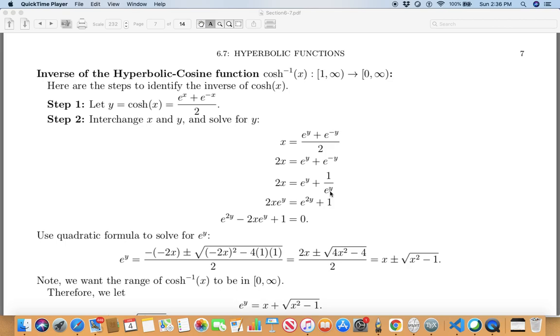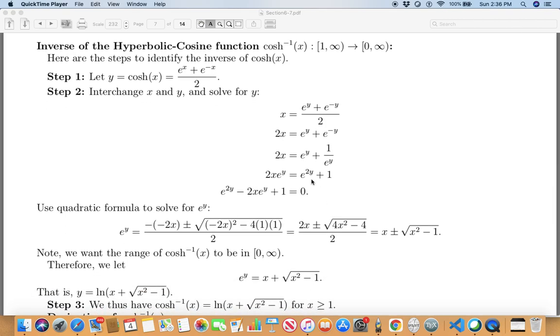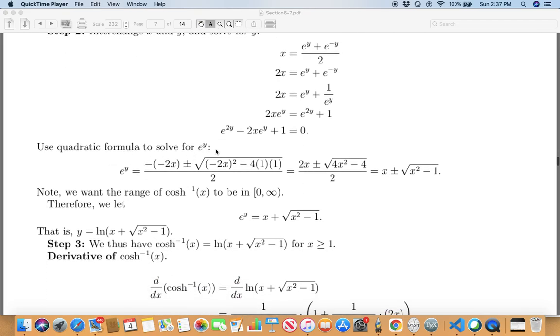Multiply throughout by e raised to y. 2x e raised to y is e raised to 2y plus 1. Get this on one side. You have e raised to 2y minus 2x e raised to y plus 1 is 0. Use the quadratic formula to solve for e raised to y. E raised to y is your unknown. So that's your unknown. Minus b plus or minus square root b squared minus 4ac, the whole over 2a.